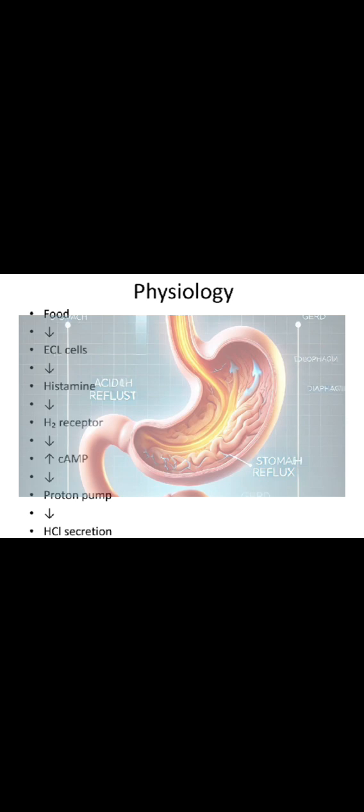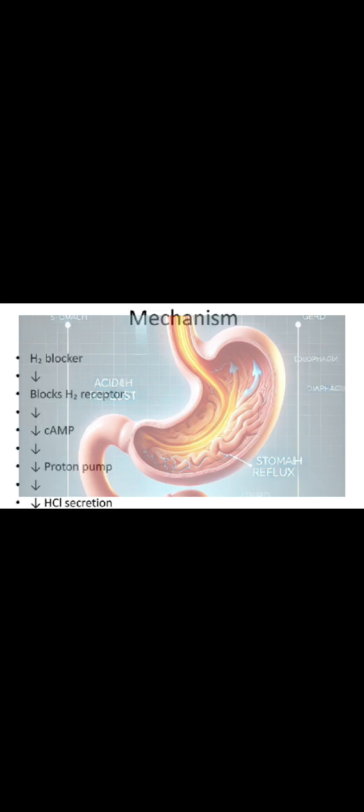Mechanism of action. When an H2 blocker is administered, it binds to the H2 receptors and prevents histamine from attaching. As a result, intracellular cAMP levels decrease. Since cAMP is reduced, activation of the proton pump decreases. So finally, hydrochloric acid secretion is reduced.